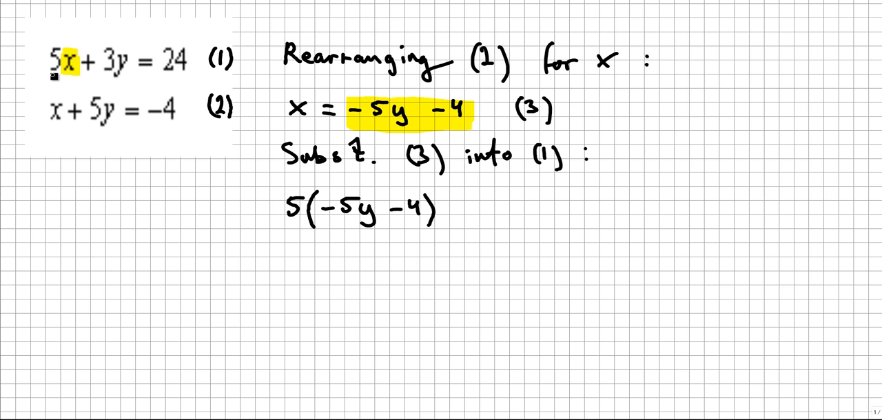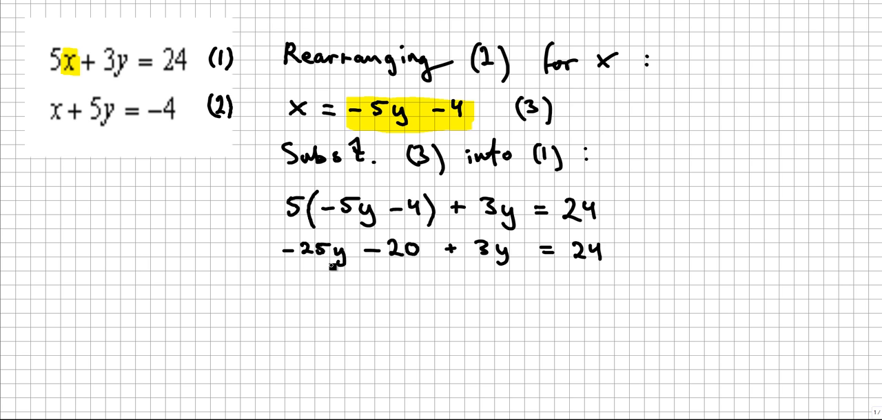Now we've only written 5x so far, and then we have to continue. Plus 3y is equal to 24. The next step would be to take 5 times minus 5y is minus 25y. 5 times minus 4 is minus 20. We're just going to write out 3y as it is, and then is equal to 24.